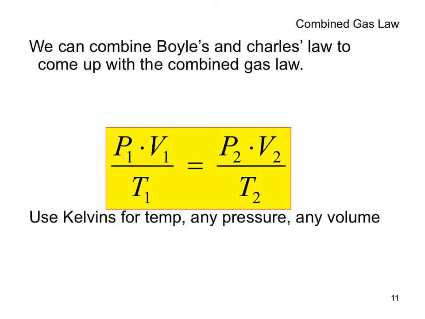So now if I combine Boyle's law and Charles' law, so Boyle's law was pressure being inversely proportional to the volume, and Charles' law is volume being directly proportional to temperature. Combining both of those, we can say that P1 times V1 over T1 is equal to P2 times V2 over T2 again. Temperatures are what need to be in Kelvin. Any units for pressure or volume will work.